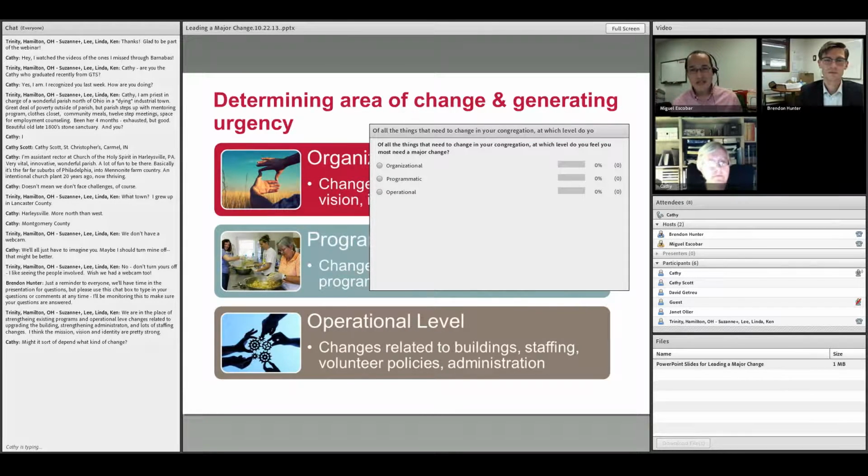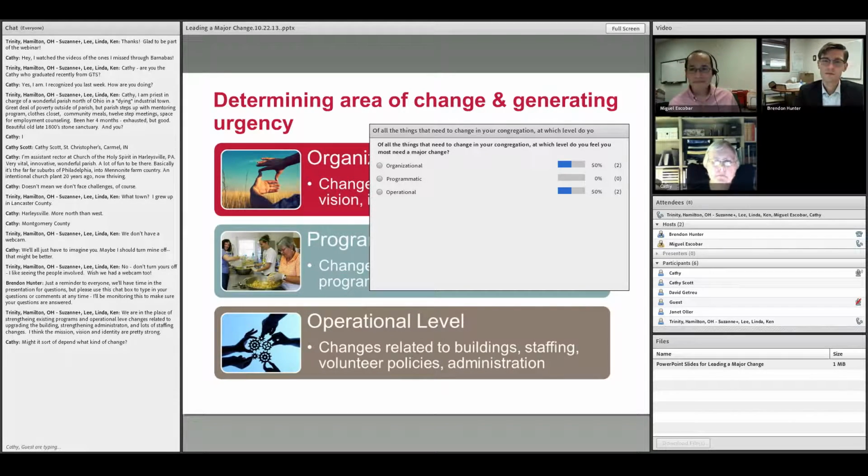And this is just about some self-reflection, and also a question of what brings you here tonight. Of all the things that need to change in your congregation, and you may have a lengthy list, what is the area that you feel you most need a significant change? And once you have identified that, if you'd be willing to enter into the chat box, just describe that for us. Go into a little bit more detail.